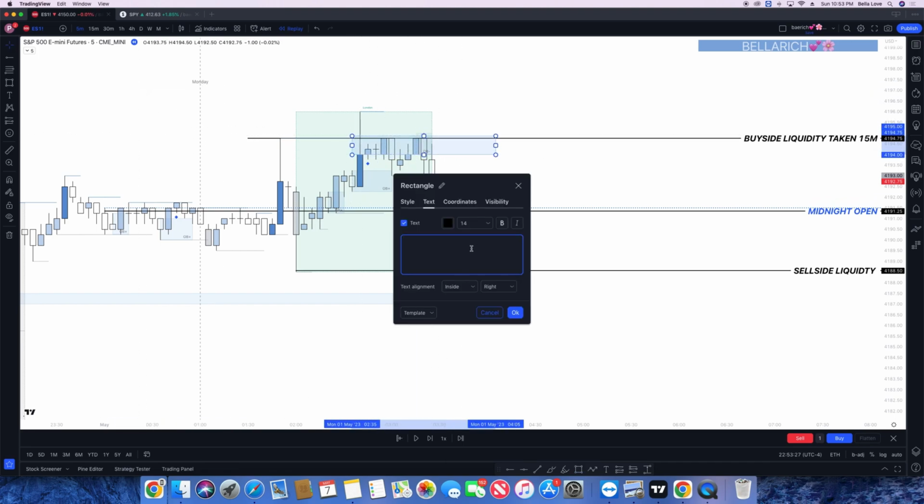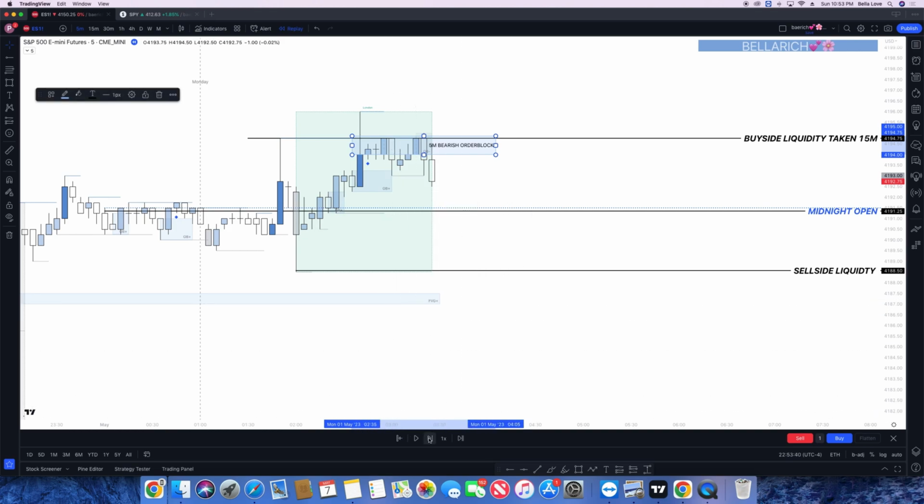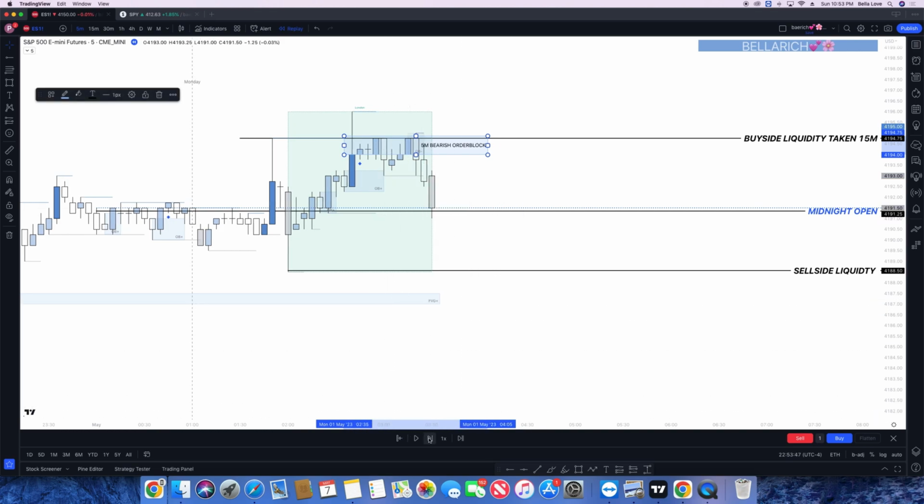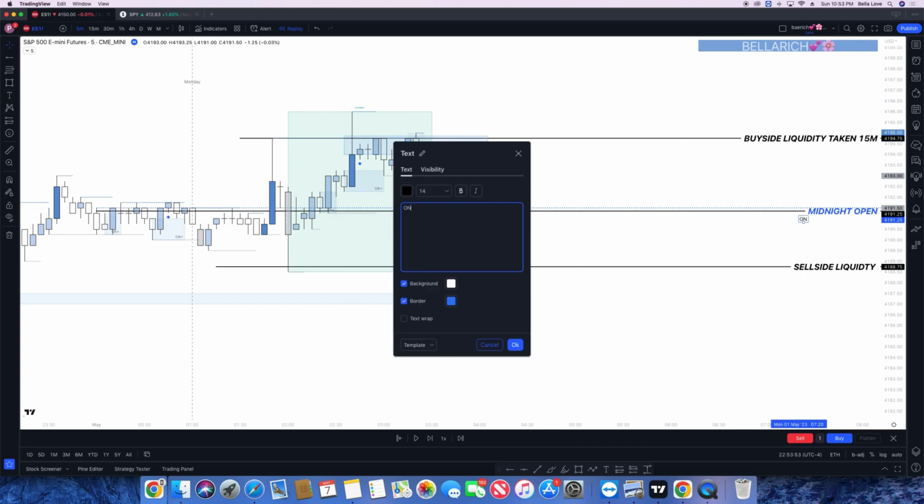So now I'm on a 5-minute time frame. It was a bearish order block created on a 5-minute time frame. So on a micro time frame, you can pretty much see everything that's happening in smaller increments.